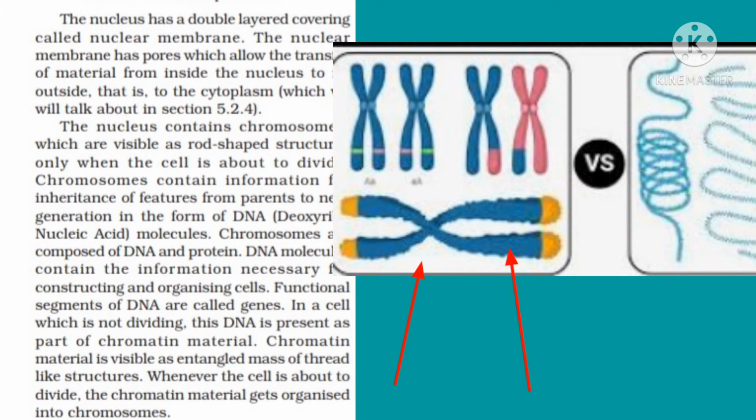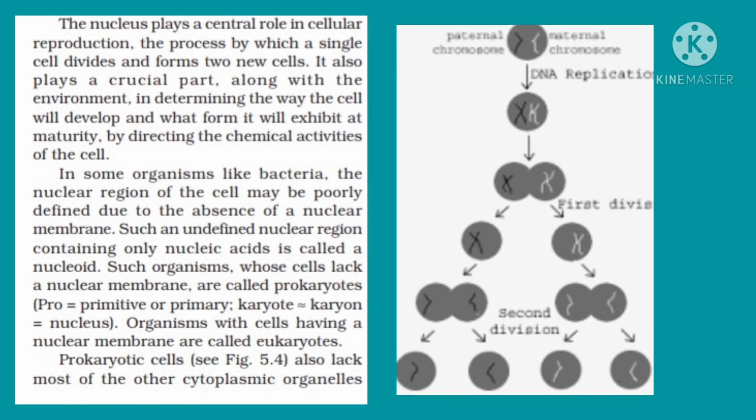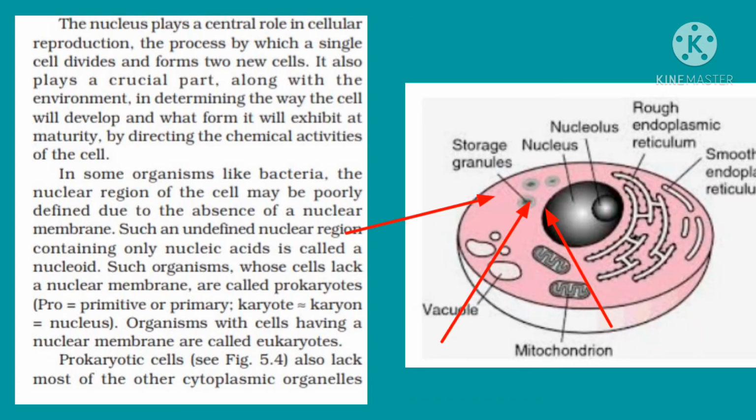In every cell, there are 23 pairs of chromosomes. These chromosomes are present inside the nucleus. Nucleus plays an important role in cellular reproduction. What is cellular reproduction? It is a process in which a cell divides to form many daughter cells. We can say this process is mitosis. Nucleus is considered to be the brain of the cell because it controls the activity and growth of the cell.